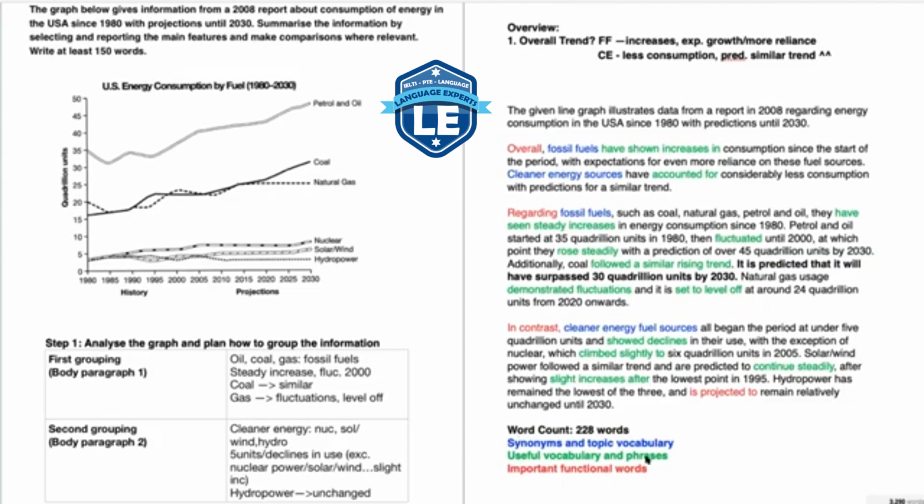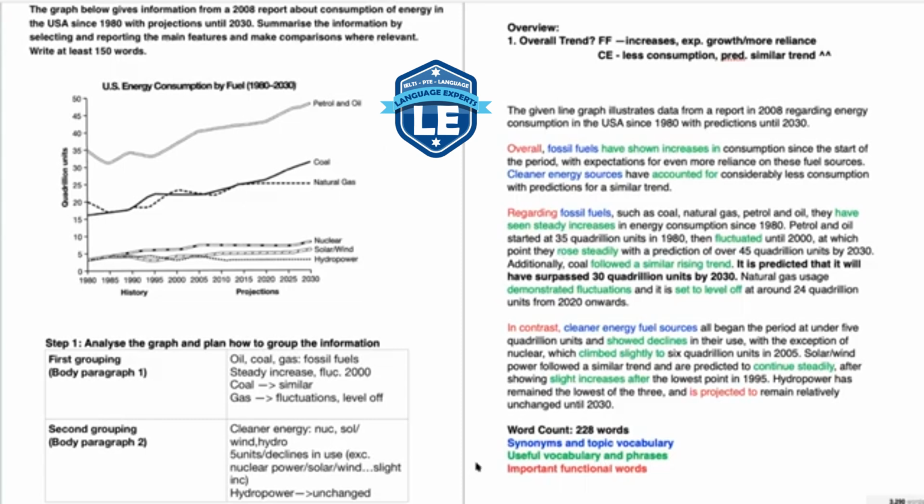Our synonyms and topic vocabulary in blue are anything that really pertain to the topic at hand. So we have fossil fuels, which we knew from outside knowledge, outside research, and preparation for any sort of scientific topics for the exam. Cleaner energy sources, that's the same thing here. We just knew that these were cleaner based on our knowledge for this specific academic subject, and that can really help you with your lexical resource as well.